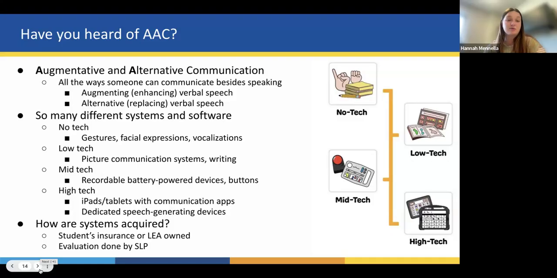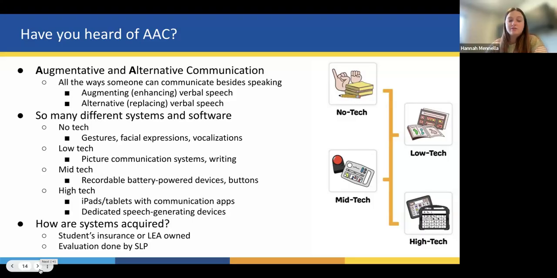And then high tech maybe is what you think of when you think of AAC. So iPads or tablets with communication apps are really common, especially in the schools. And then we have some really high-tech dedicated speech generating devices that are insurance funded. They might have really cool alternative access technology like eye tracking, head tracking, all that fun stuff. A common example that people know of when I explain to them what I do is Stephen Hawking, right? Using a dedicated speech generating device that was very high tech.